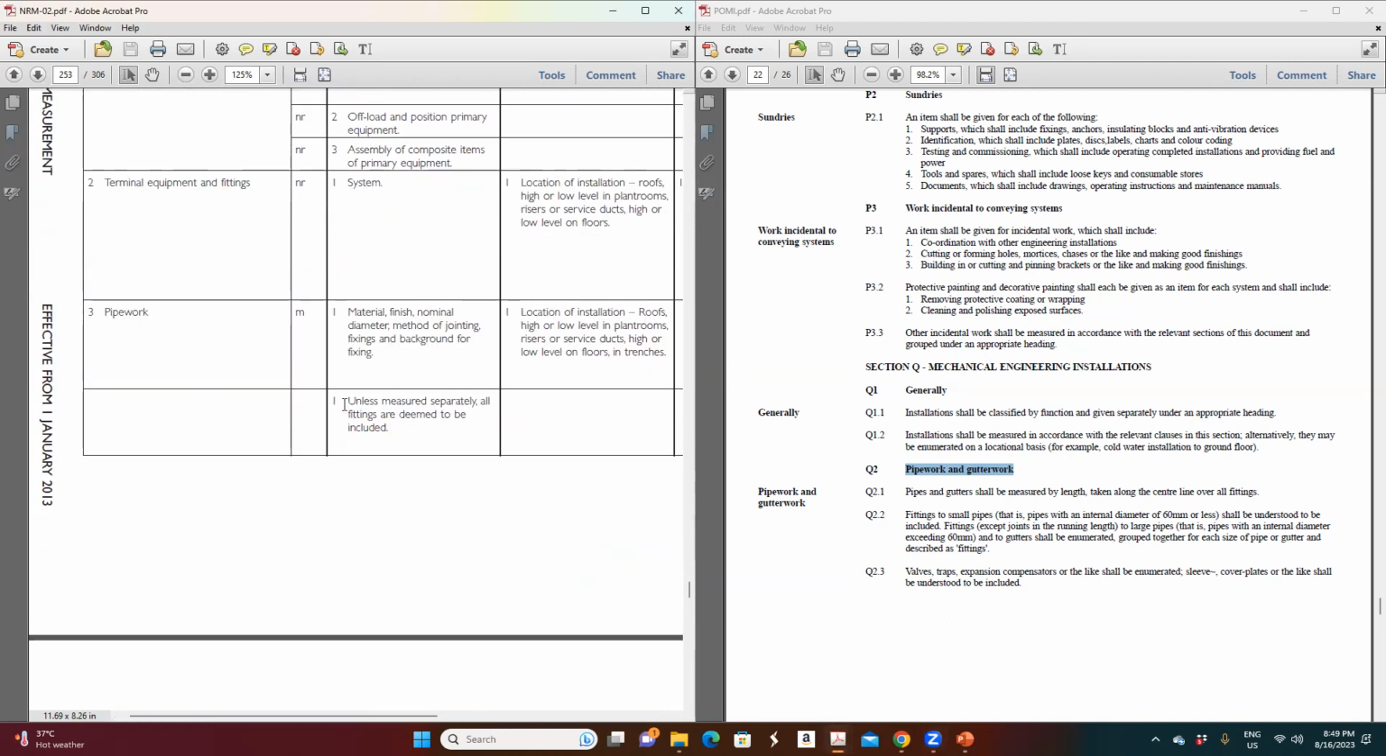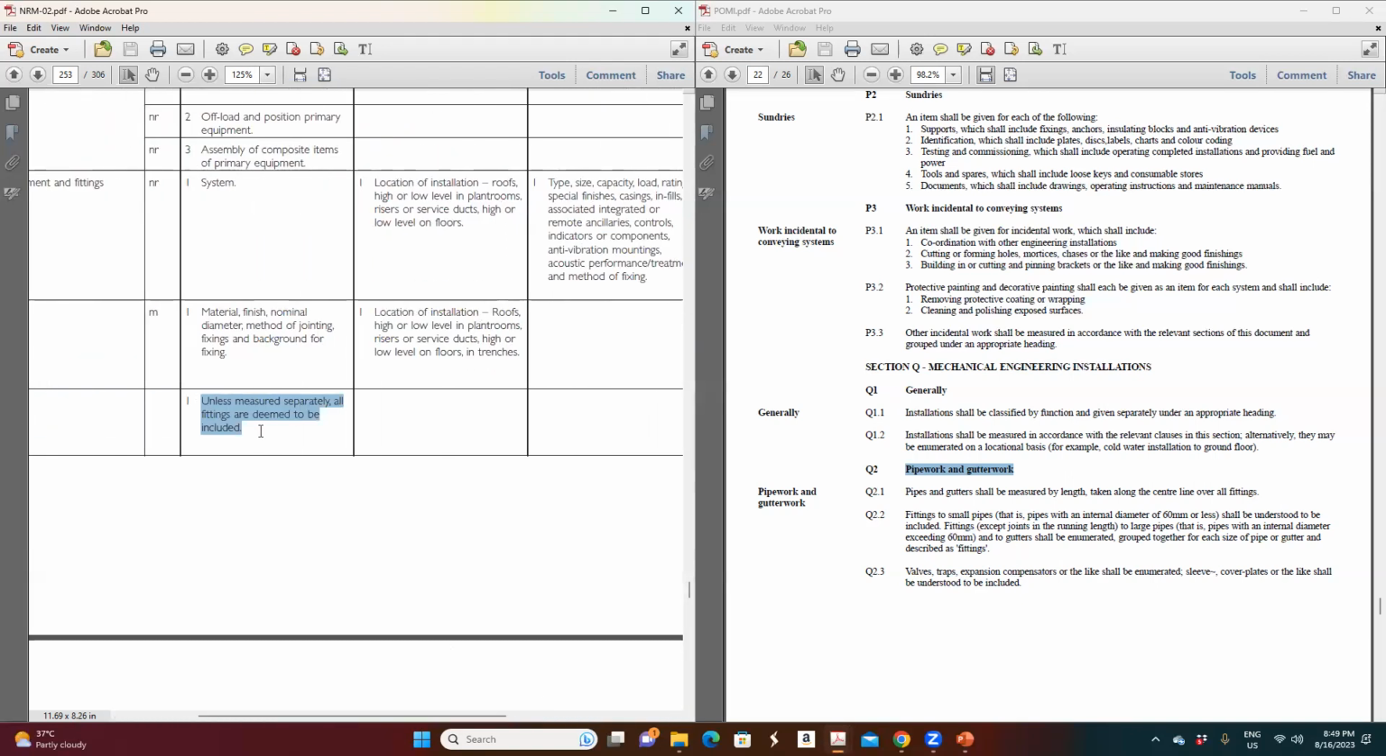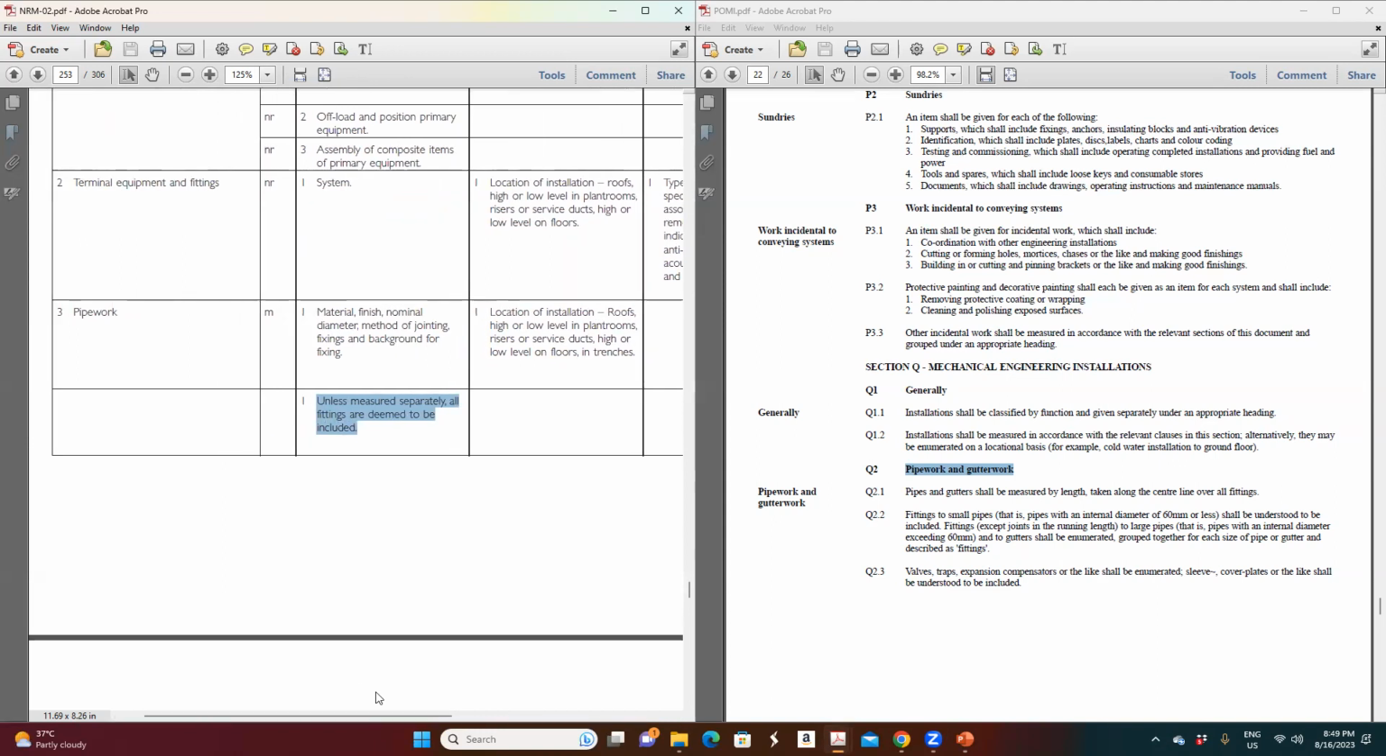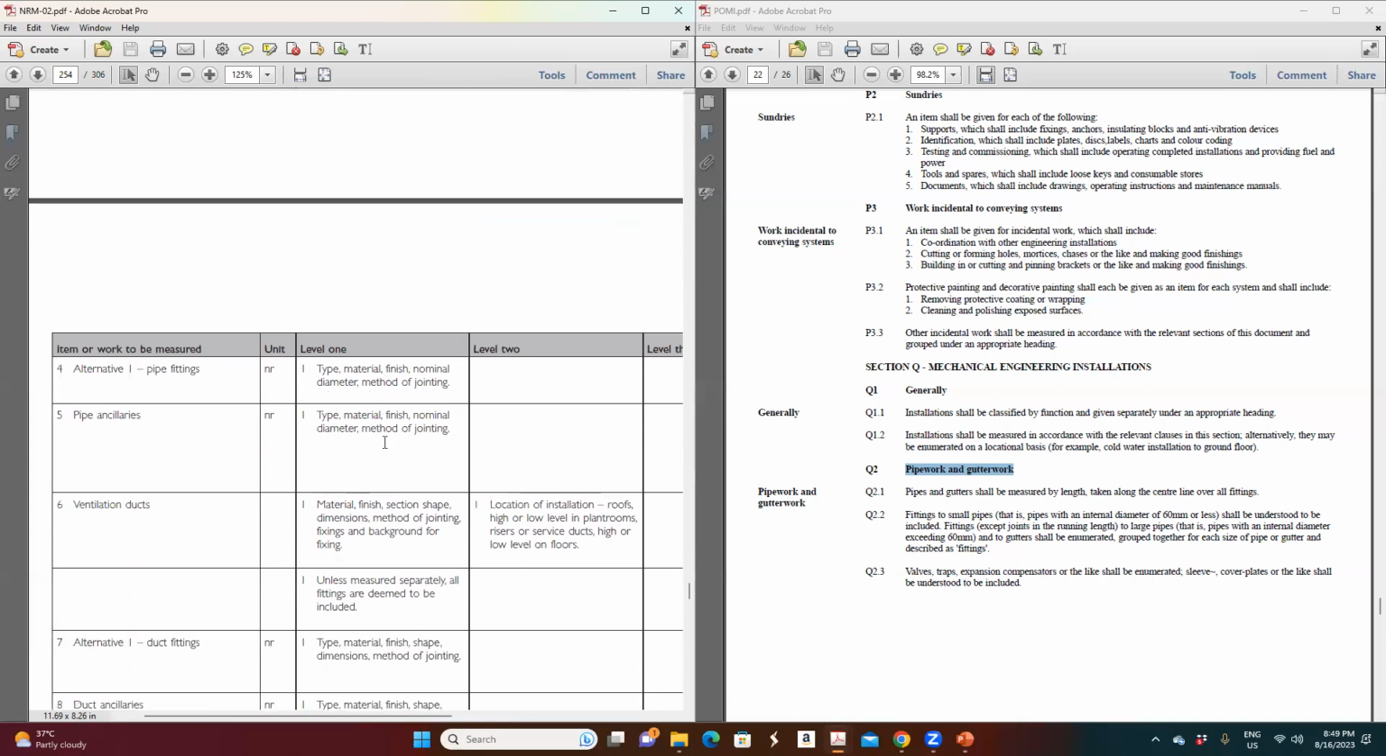Then here they mention, unless measured separately, all fittings are to be deemed included. So that is the description we have seen here. And unless the BOQ mentions it somewhere, fittings are not separately measured; you have to include them in the pipe length. And this is for alternative pipe fittings. If anything is measured separately, that has to be considered here.